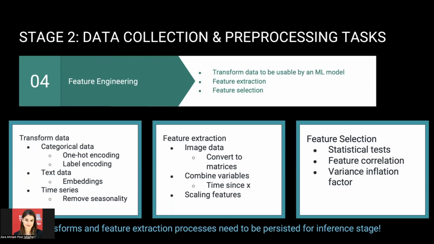So we'll have some image data where we convert our image data to matrices. We could combine variables, so time since X. We could do some scaling of our features. And then in our feature selection, we want to make sure we're using statistical tests, feature correlation, and variance inflation factor to make sure that our features are legit.